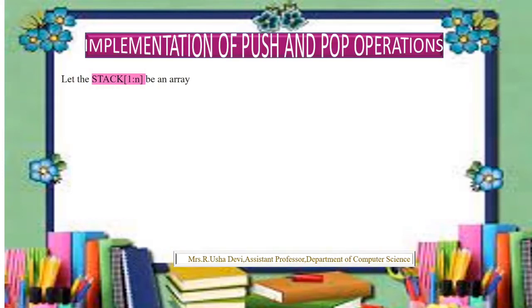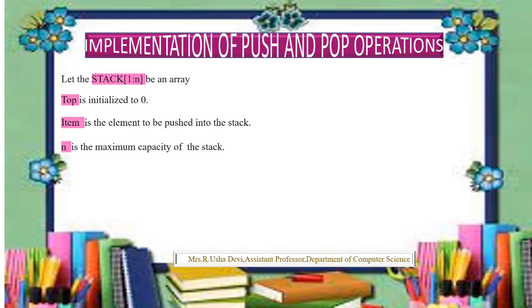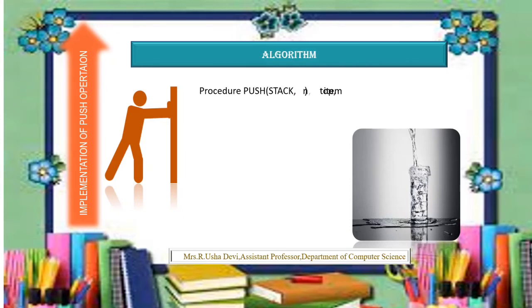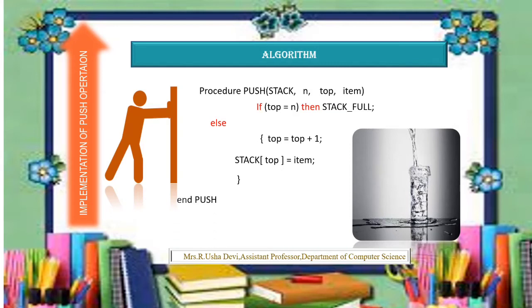Implementation of push and pop operations. Let stack[1:n] be an array. Top will be initialized to 0. Item is the element pushed to the stack, and n is the maximum capacity of the stack. Next, implementation of the push operation. You can see the algorithm here. The procedure for push will consider four parameters: stack, n, top and item. If top is equal to n, then the stack is full. Else top is equal to top plus 1, stack of top is equal to item, and you end the algorithm.